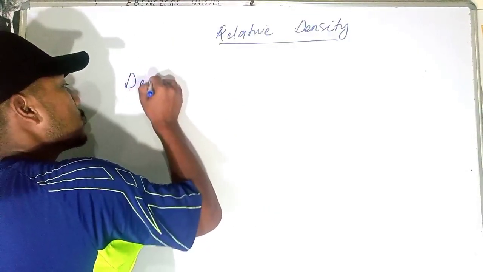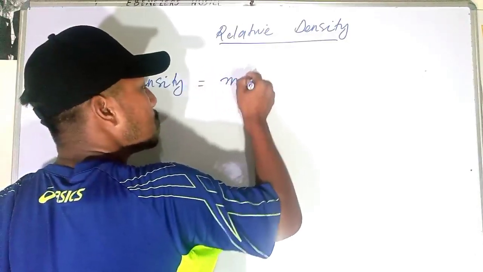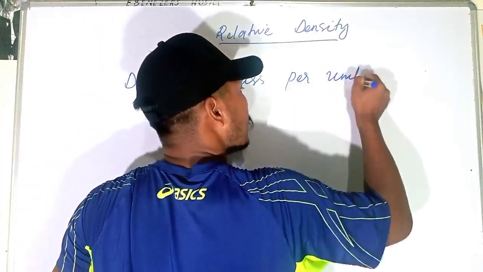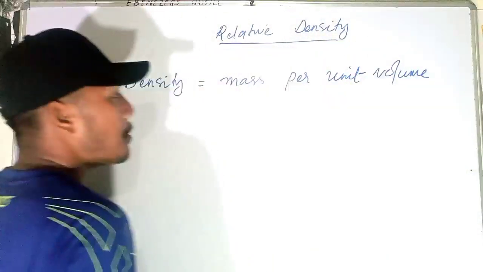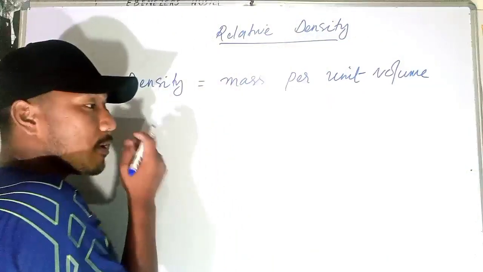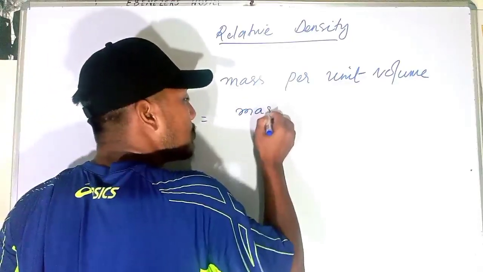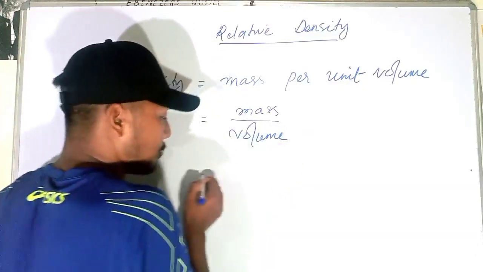Density is mass per unit volume. Density of a particular substance is mass per unit volume. Okay, so what is the SI unit of mass per unit volume?